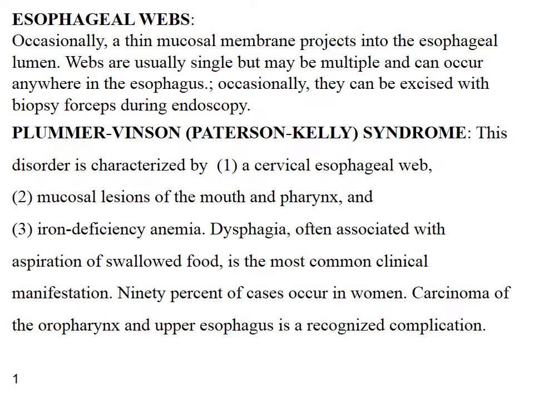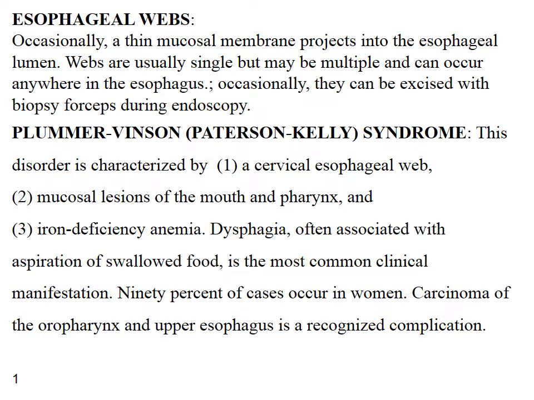But what are the causes of these esophageal webs? There's a disease, we call it Plummer-Vinson and sometimes also Patterson-Kelly syndrome. This syndrome, which has many causes, is characterized by cervical esophageal webs.